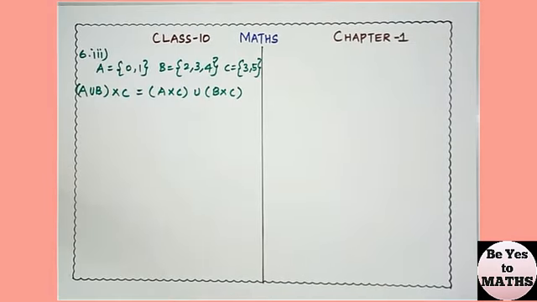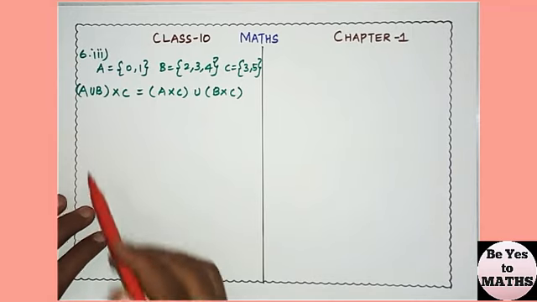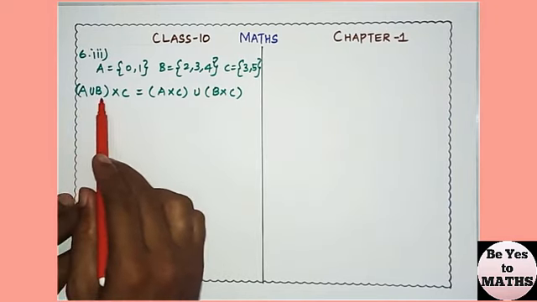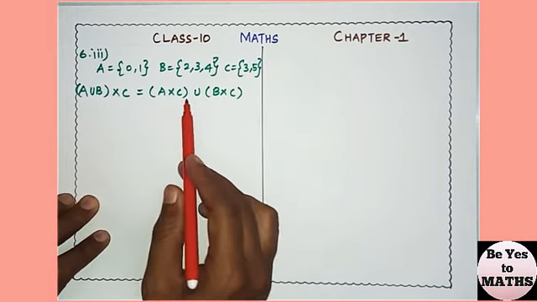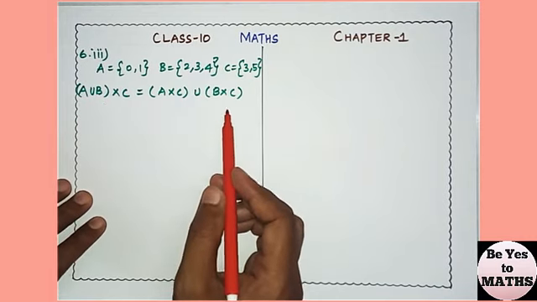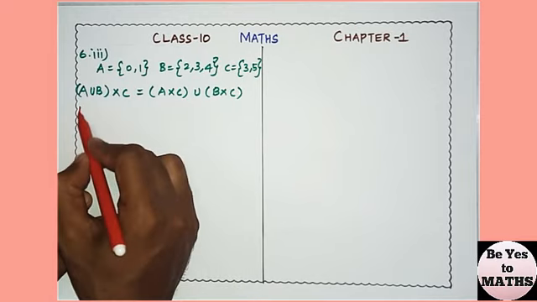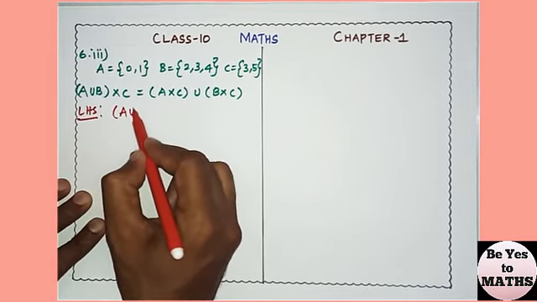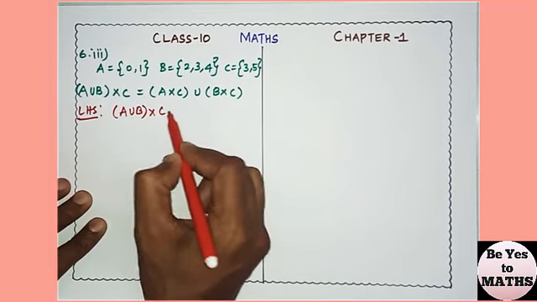Now we'll solve the third subdivision from the sixth question. Here I have written A, B and C sets. The third condition we have to verify is (A union B) cross C is equal to (A cross C) union (B cross C). First we'll take the left hand side. We have here (A union B) cross C.